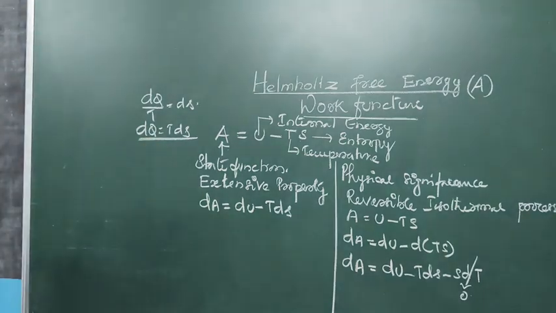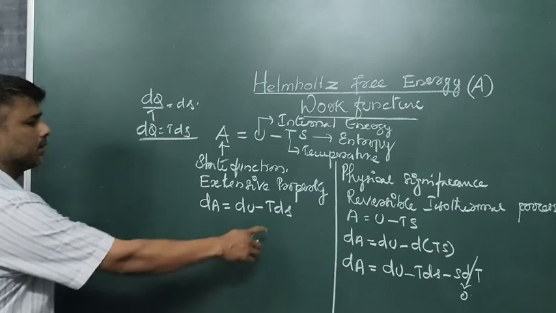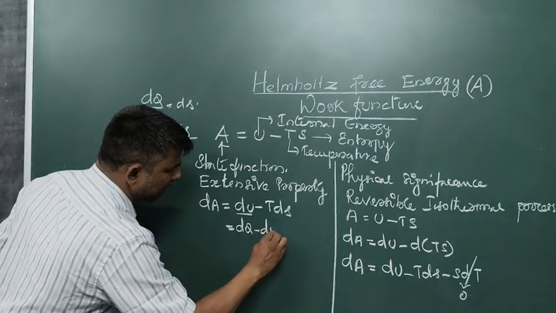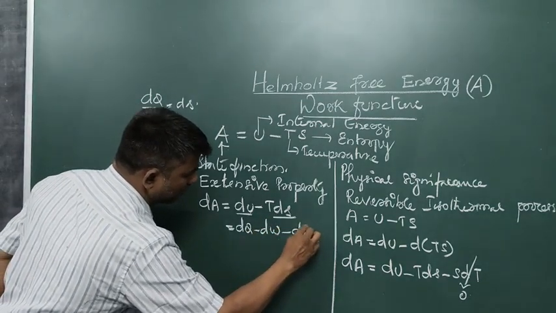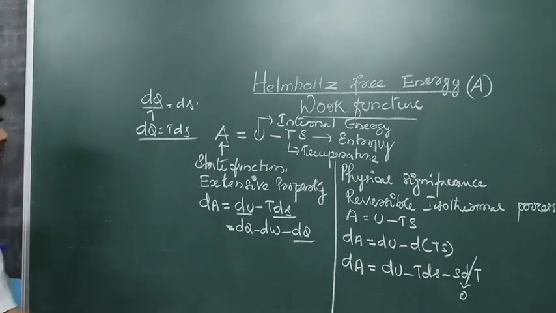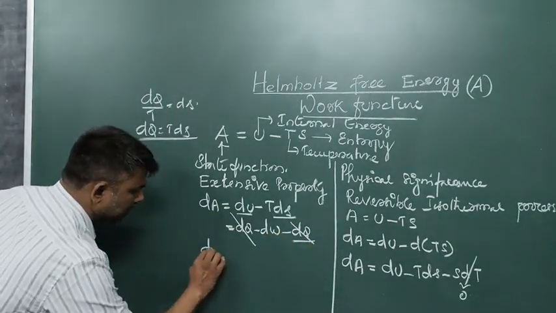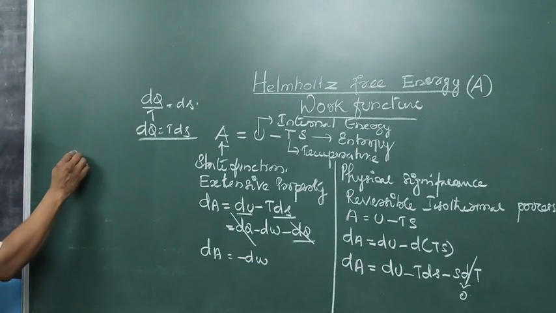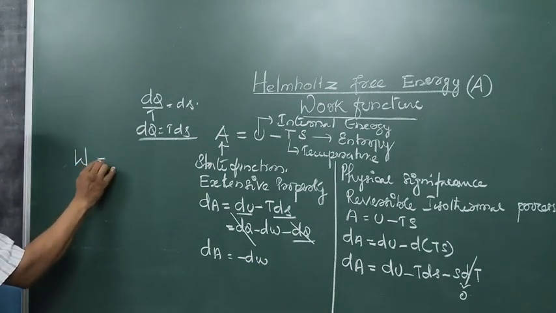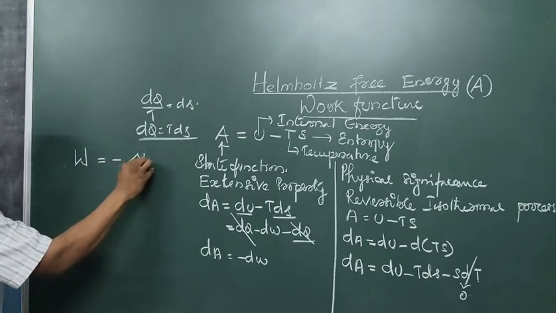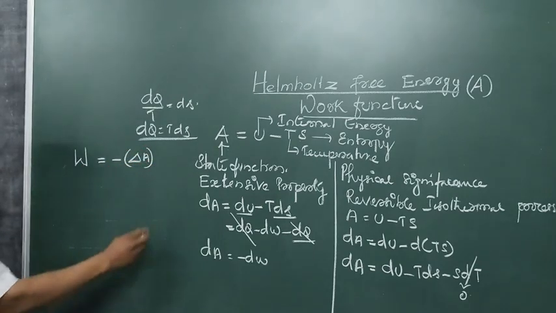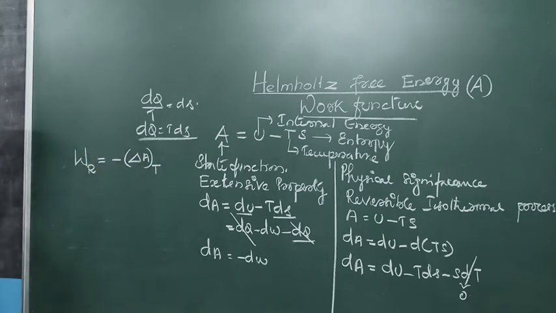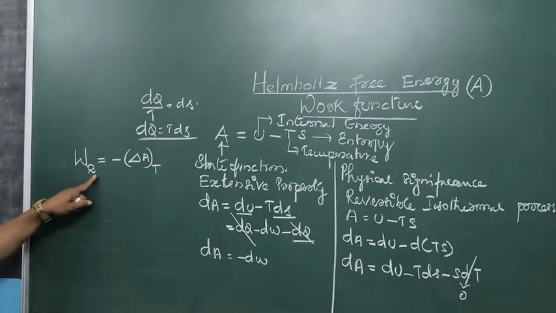Now I am going to substitute dQ in place of T dS in this equation. The first law of thermodynamics says dU is equal to dQ minus dW. Here T dS is dQ, the reversible heat exchange. These two terms get cancelled. dA is equal to minus dW. Or I am going to write it like this: W is equal to minus the finite difference in Helmholtz free energy at constant temperature. The process is reversible, so I am going to mark it as W for a reversible process.